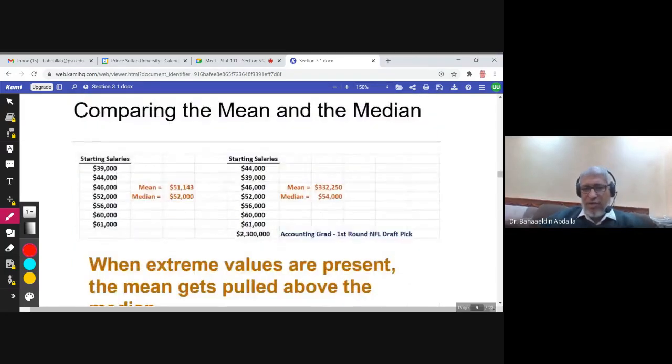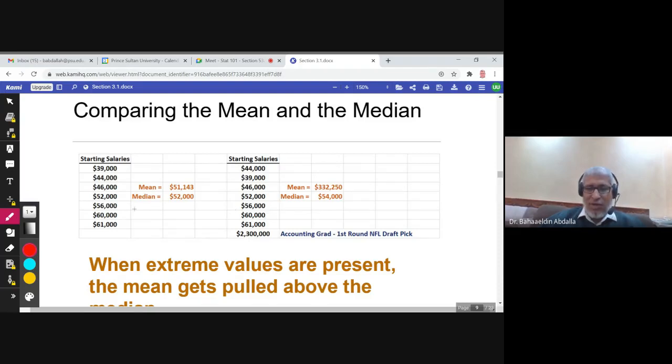Here also there is a comparison between the mean and the median, and this comparison is important to understand the shapes of the distribution. Here we have 7 salaries. If you calculate the mean, you will find it 51,000 and the median 52,000. So this is the mean and the median for these salaries. If you add one large salary, $2,300,000, to these 7 salaries, then you will get 8 salaries.